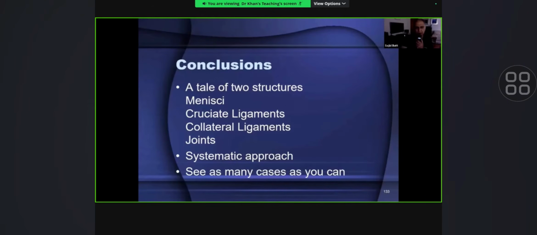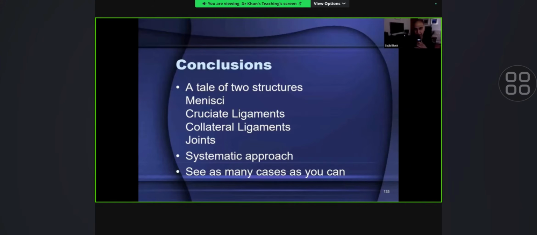So what I've done in this quite exhaustive roundup of knee MR is that we have seen the tale of two structures: the two menisci, the two cruciates, the two collaterals, and the two joints. You've got to have a systematic approach so that you do not miss anything. And the more cases that you see, the more strength you will get in your diagnosis.